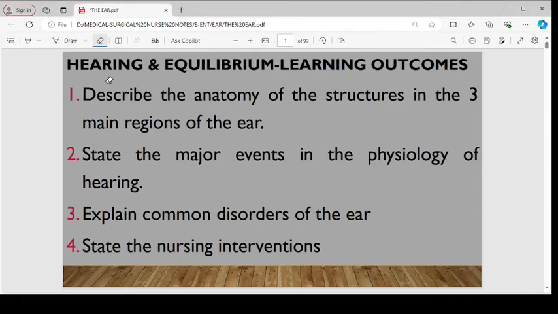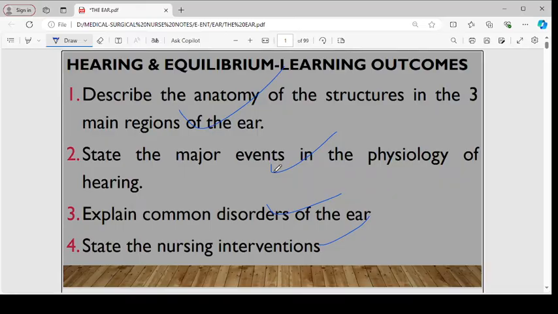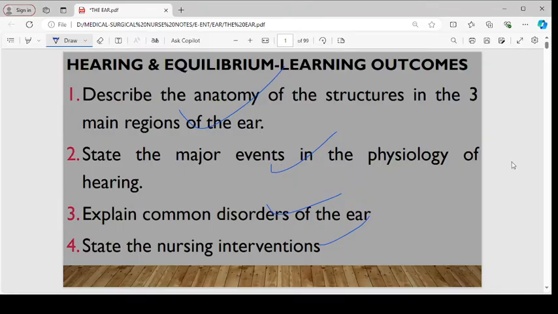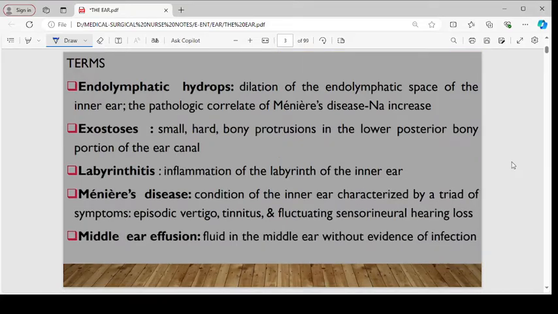Today's presentation we're looking at hearing and equilibrium. So we're going to remind ourselves about some facts about the ear and its major functions. We'll be able to describe the anatomy and structures of the ear, state the events of the physiology of hearing, explain some of the common disorders of the ear, and lastly state some of the nursing interventions involved in care of patients who have undergone surgical interventions related to the ear, like mastoid surgery.